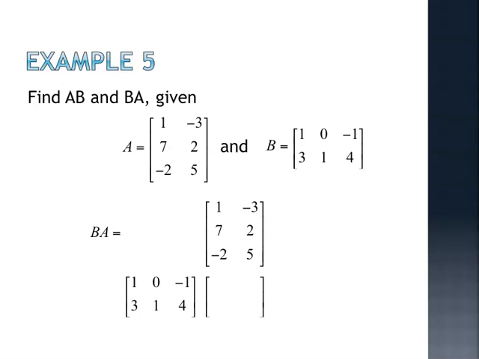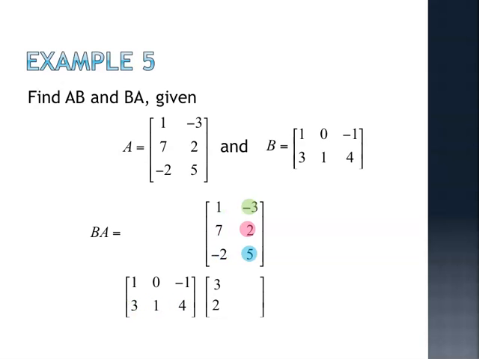All right, so we're going to do 1 times 1 plus 7 times 0 plus negative 2 times negative 1, and that's equal to positive 3. Next, 1 times 3 plus 7 times 1 plus negative 2 times 4, and that's equal to positive 2.